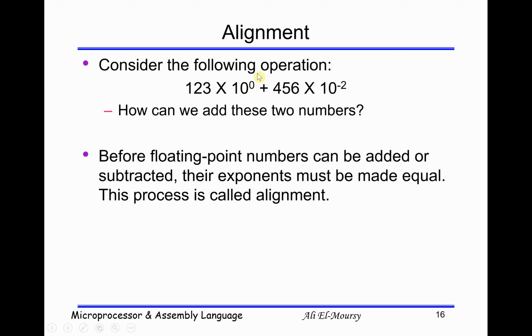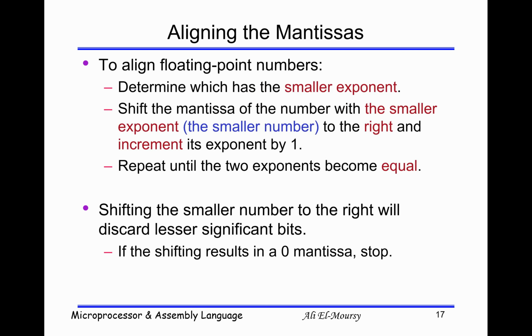The first step is that you have to align first, and this process is called alignment. You have to have equal exponents between the two numbers. So in the second slide, to align the floating point numbers, determine which exponent is the smaller, subtract the two exponents, and shift the mantissa of the number with the smaller exponent to the right, meaning shifting the decimal point to the left, and increment the exponent by 1.